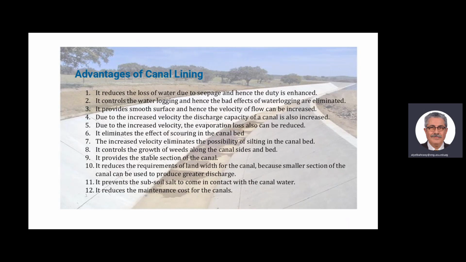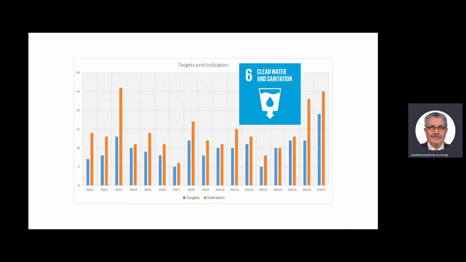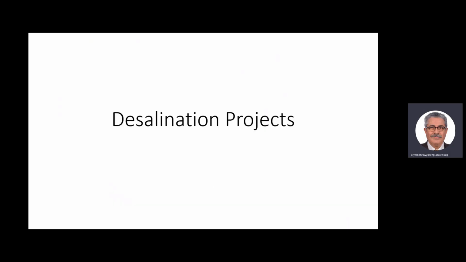It shows a lot of benefits like controlling water logging and eliminating the effect of scouring in the canal bed and other disadvantages. But this is not the whole story. If you look into literature, you find that some scholars also list some disadvantages of canal lining, like difficulties for repairing and too much time to complete the project work. This is the whole water projects of canal lining, which belongs to SDG number 6 for clean water and sanitation.